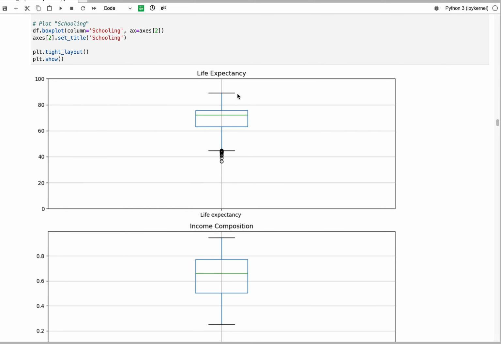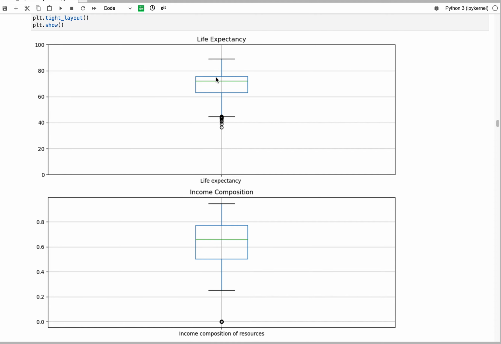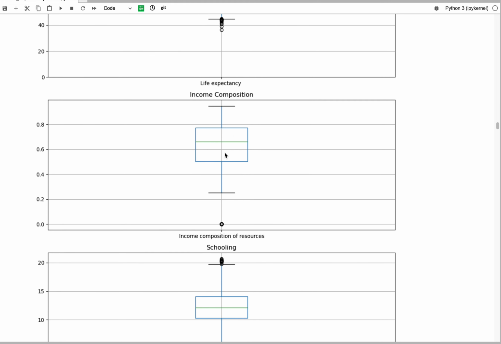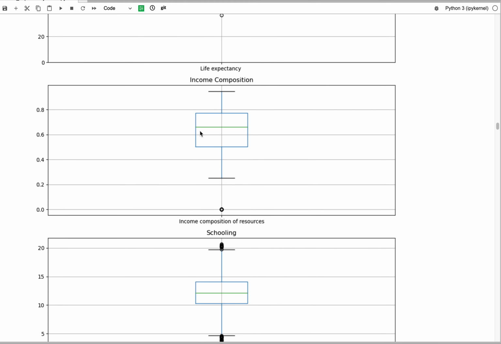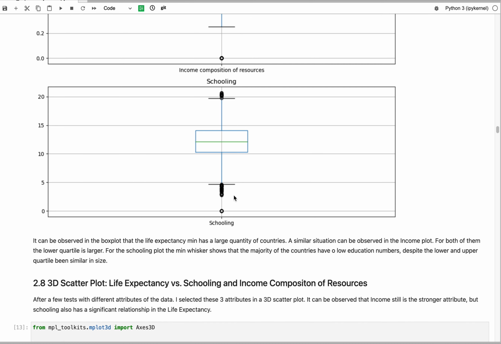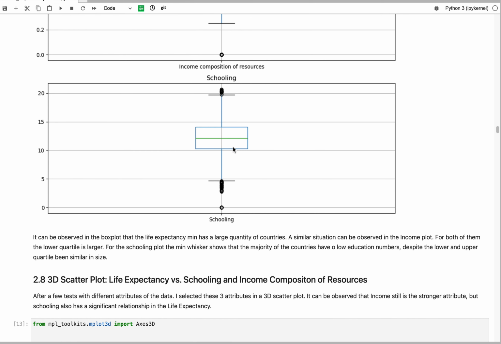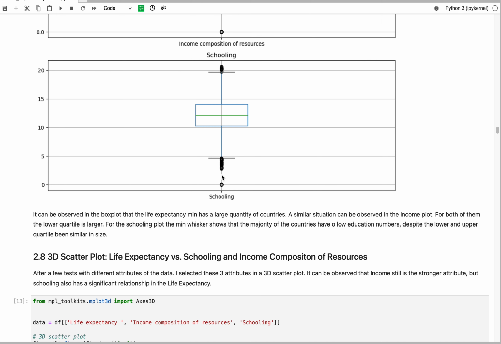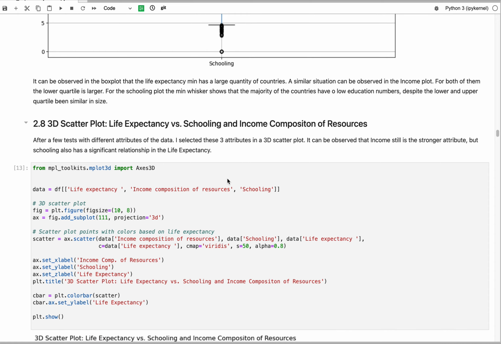Here's a box plot. You can see the majority of the countries here are on the low end of life expectancy and just a few on the high end. The same for income composition of resources, but the top quartile is a little larger. For schooling, you can see that both quartiles are kind of similar, but you can also see from the whiskers that a lot of countries have really high education and a lot have very little education.